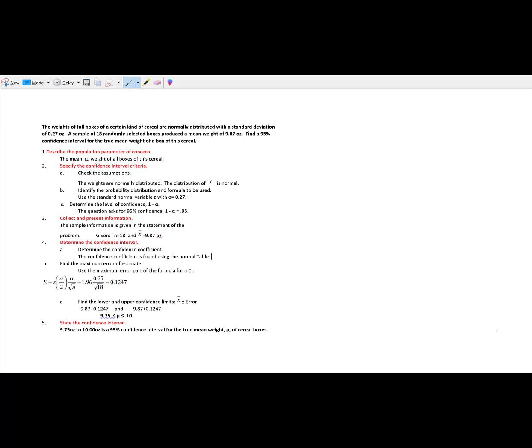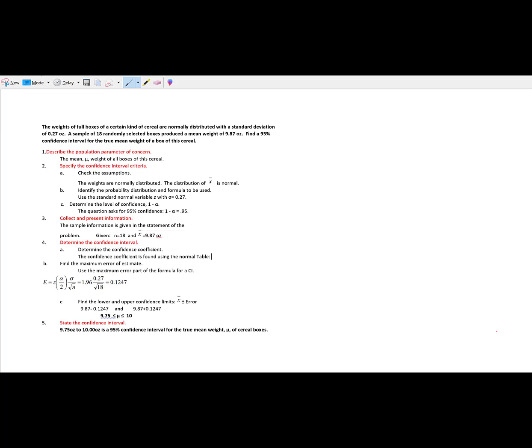Step 3 is to collect and present information. The sample information is given in the statement of our problem. We have a sample of 18 randomly selected boxes, so the sample size is 18, with a mean weight of 9.87 ounces. So the mean weight for our sample is given.